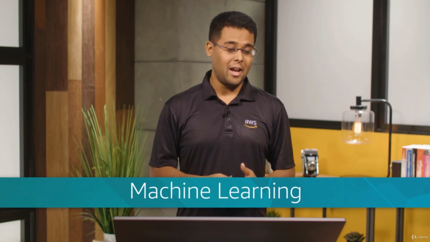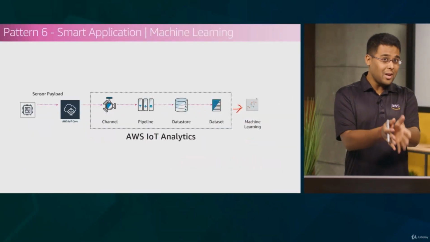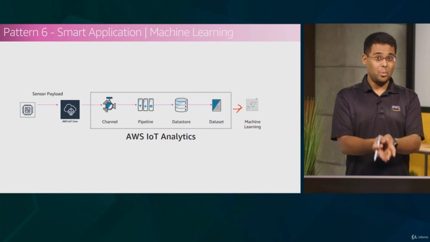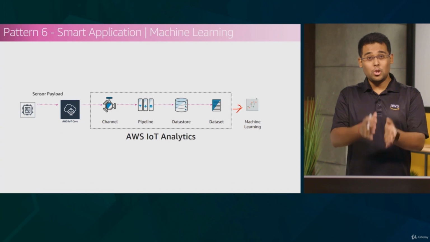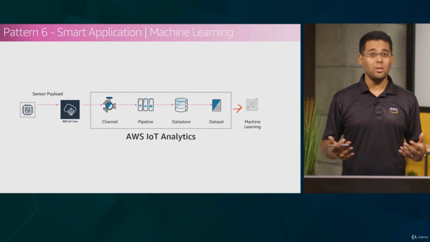The final design pattern that we are going to talk about is about a smart application. So we are surrounded by smart things, and we will have more and more in the future. So the flow looks pretty similar. You are getting all the data from all your devices, which is going through a channel and a pipeline and a data store and a data set, and finally you would like to do machine learning on top of the data. So part of AWS IoT Analytics, you can directly connect all your IoT data that is in your data set now, whether it's a SQL dataset or a batch dataset, to a Jupyter notebook hosted in SageMaker. And then you can build and train and execute models right from there.